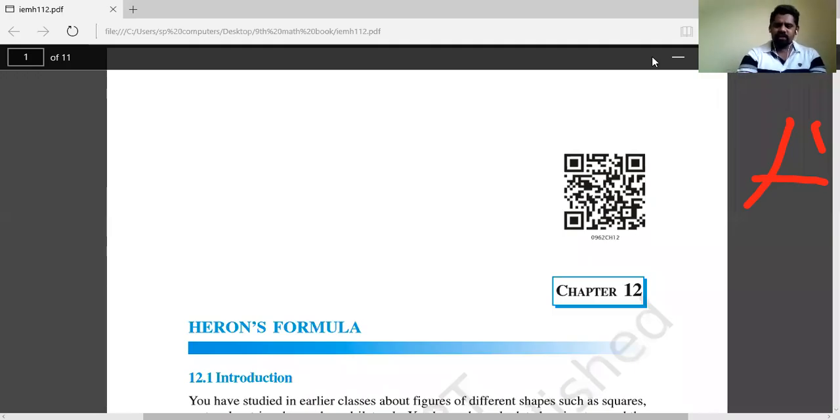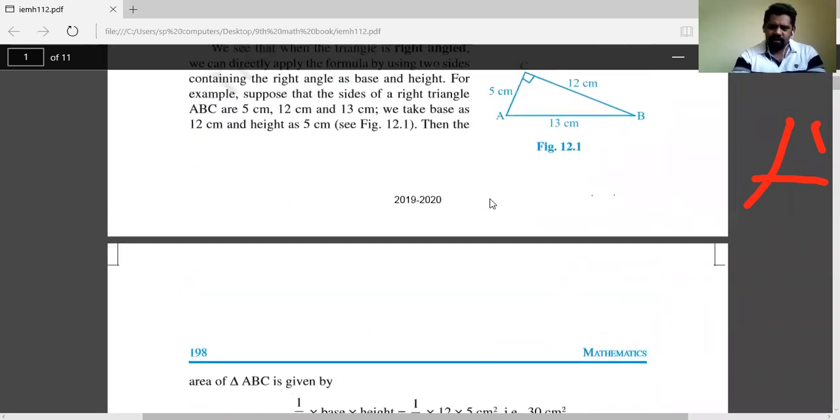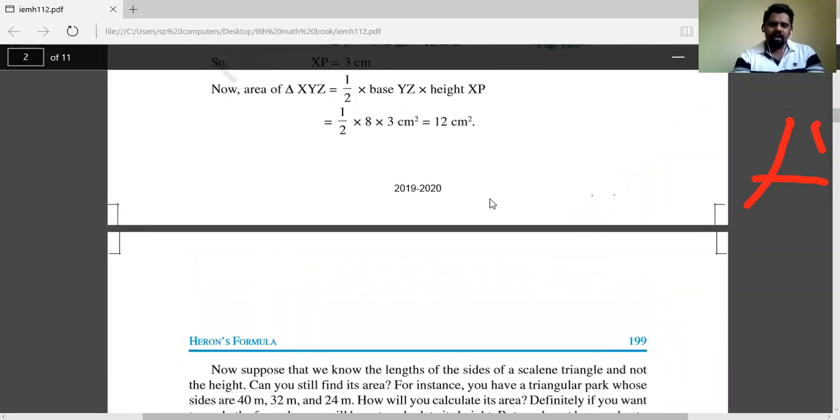Okay, fine then. Let us proceed. In this chapter, we have seen one or two examples of the basic formula. Let us now go directly to Heron's formula.